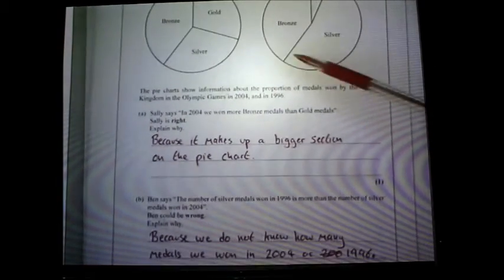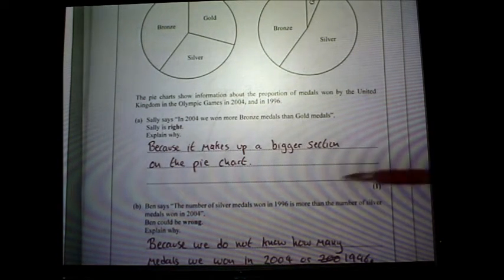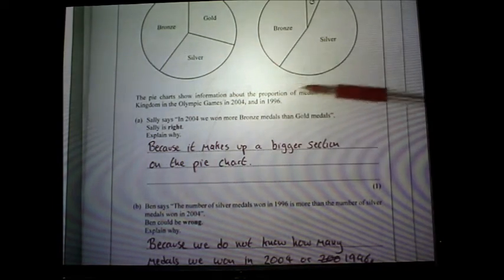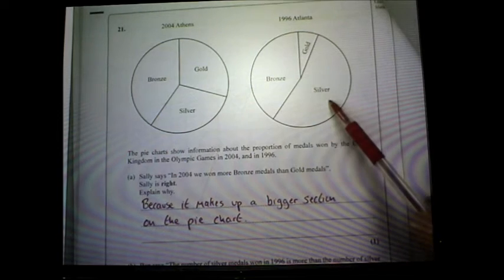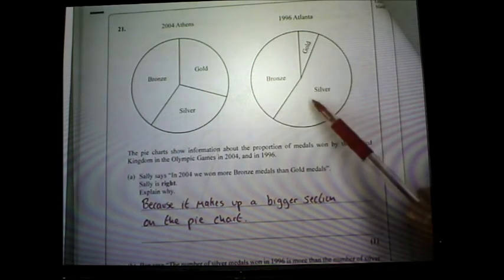Ben says, just below it, the number of silver medals won in 1996 is more than the number of silver medals won in 2004, and he could be wrong. What they're on about is Ben's saying that we won more silver medals here in 1996 because it makes up a bigger piece of the pie chart.